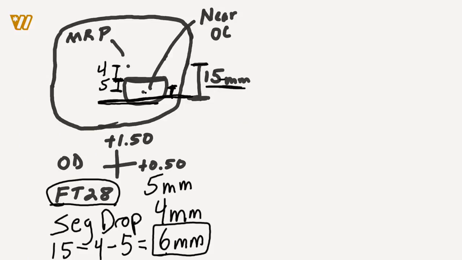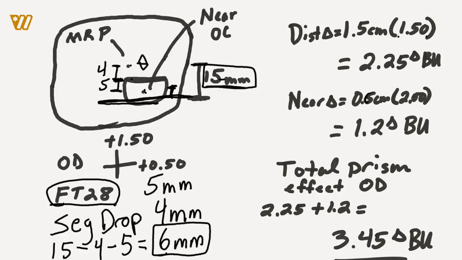So to say that one more time, our total distance is 15 millimeters. We go 4 millimeters to the top of the bifocal, that's our seg drop, another 5 millimeters to the near optical center. So this distance from the near optical center to the reading level is going to be 6 millimeters. To solve this problem for total prismatic effect, we're going to do Prentice's rule twice, once for the distance portion and once for the near portion.